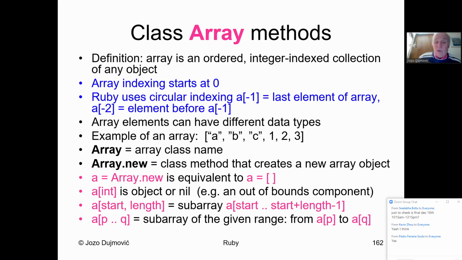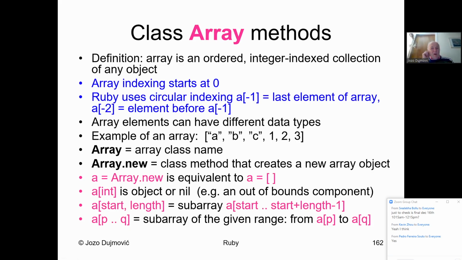Then you have the possibility to take a subarray, any subarray, either by saying from component start and then take length components. So if I say from component 3, 3 components, then you're going to get the components 3, 4, and 5, 3 components. You can say components from any P through any Q. So you have the range from P to Q. So you're cutting a segment of your array.